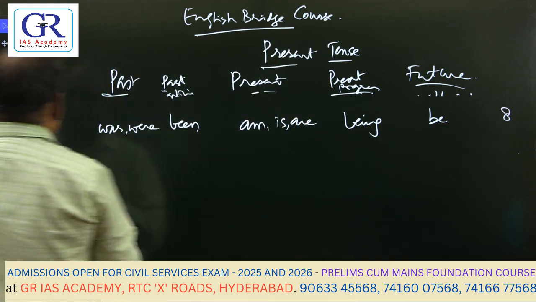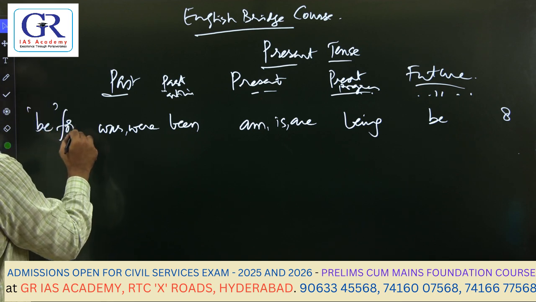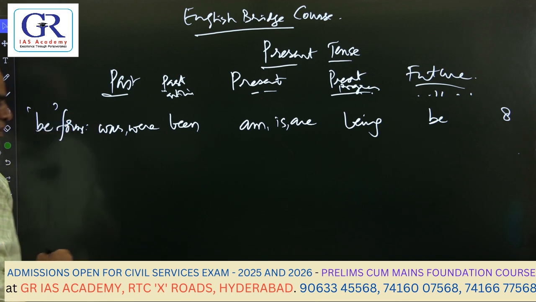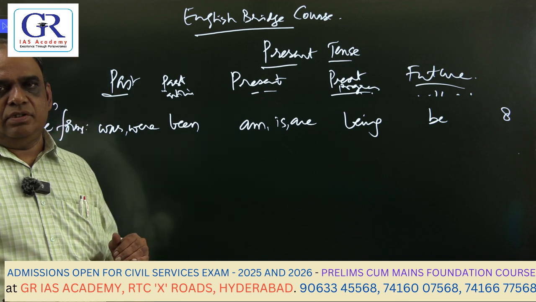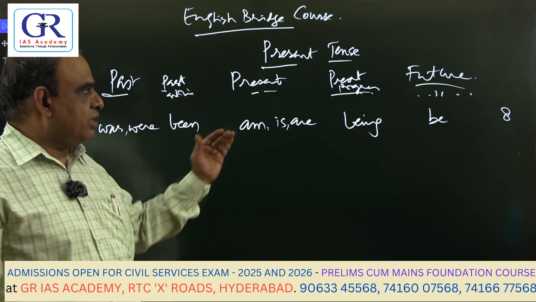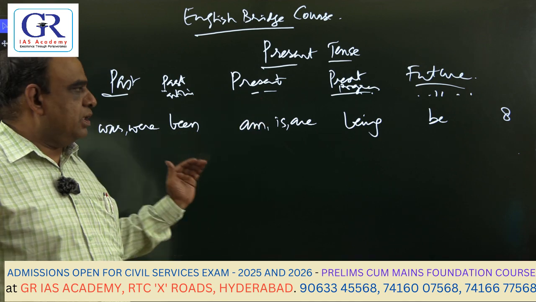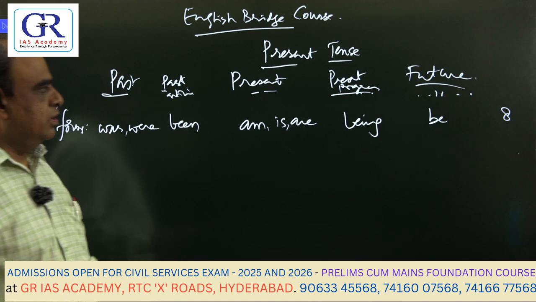All these are known as be forms. What are they known as? Be forms. Why I am teaching you these be forms is because they are important in forming the tenses. When I show you the tabular form, you will understand that more clearly. For now, try to understand up to here. All these are known as be forms.